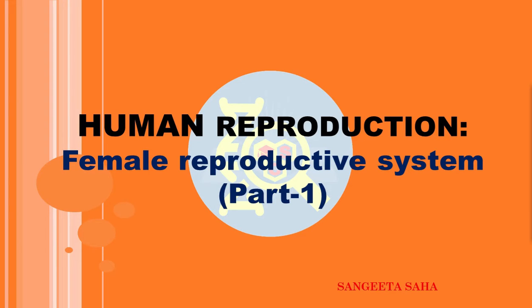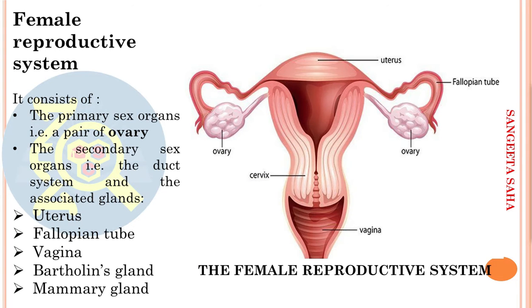Students, in the previous lesson, you have already learned about the male reproductive system. Today, you're going to learn about the female reproductive system. In the female reproductive system, the primary sex organ is the ovary here. There is a pair of ovaries present. Apart from the ovary, there are accessory sex organs, just like in the male reproductive system we have already learned.